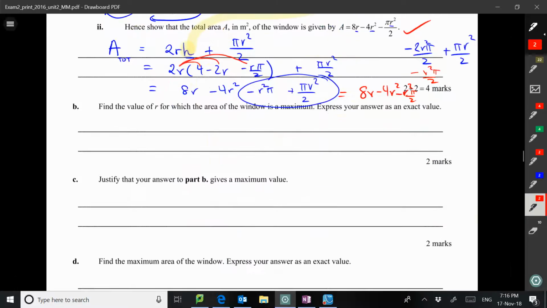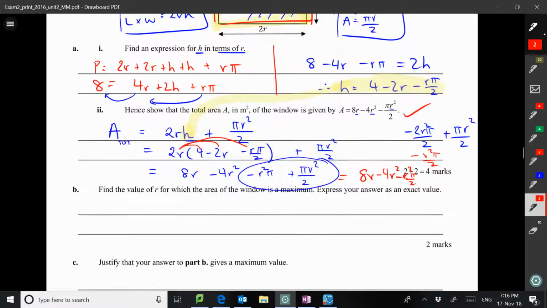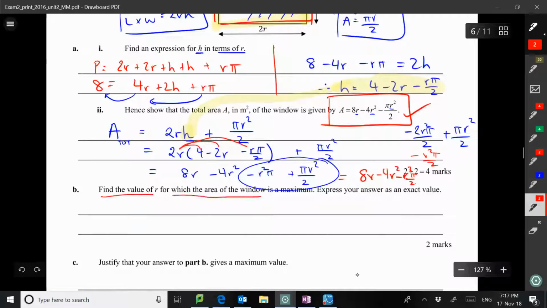Okay. Next one, find the value of r for which the area of the window. So again, just going back, even if you couldn't do this question, it was only 2 marks. Use this question here, because they gave you the equation for the area, to answer the next one. Okay. Now it says find the value of r for which the area of the window is a maximum. Now you got the area equation, 8r minus 4r squared minus pi r squared on 2. That's the equation. Now how do you find the maximum area?